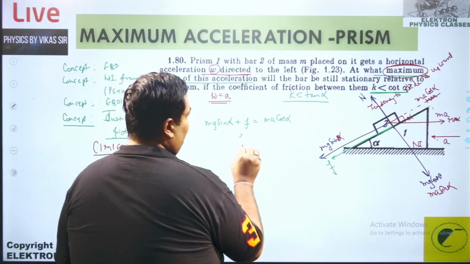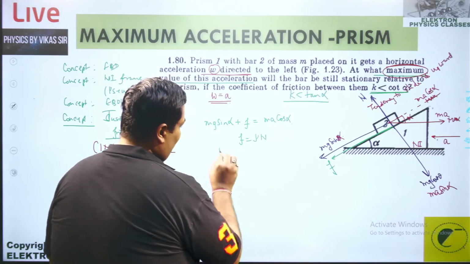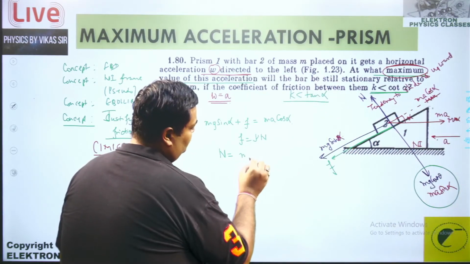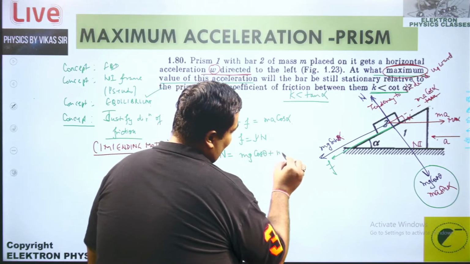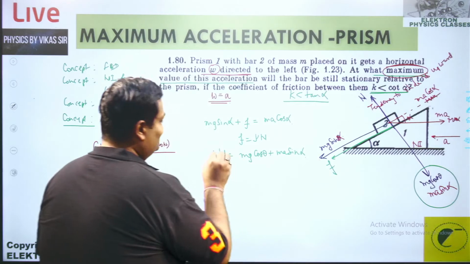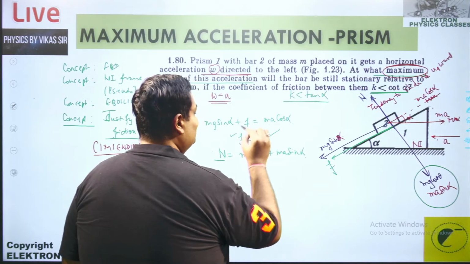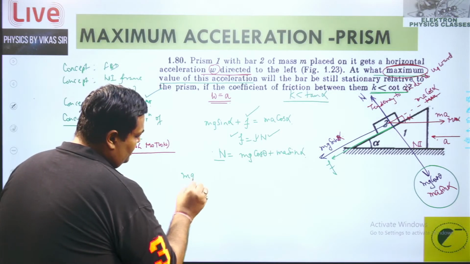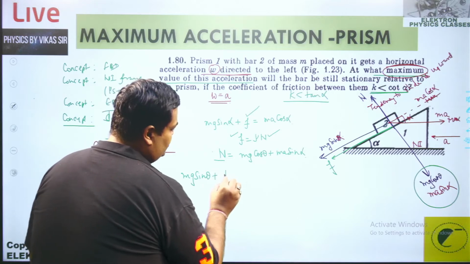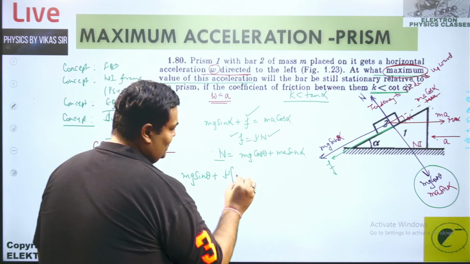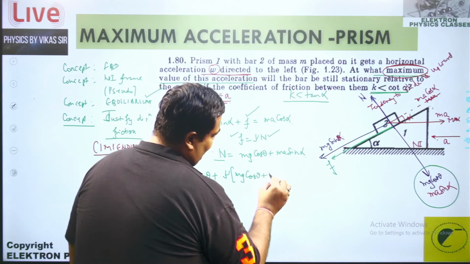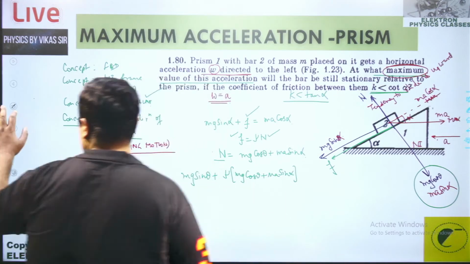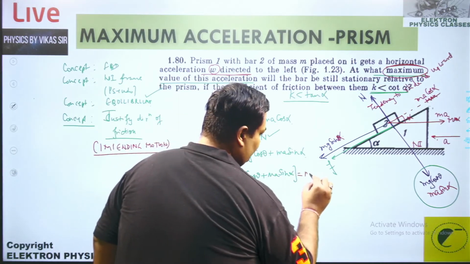How do we write friction? Friction is equal to mu into N. And the value of N we have already checked: N is equal to mg cos theta plus ma sin alpha. You place this N here and then you place this friction here. Not much of a problem. So mg sin theta plus friction, which is mu into N, that is mg cos theta plus ma sin alpha, all together balances ma cos alpha. So that is equal to ma cos alpha.